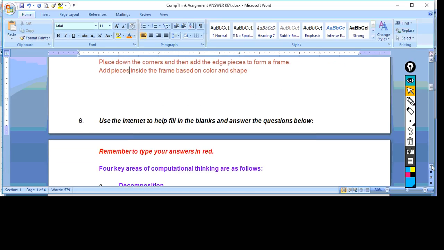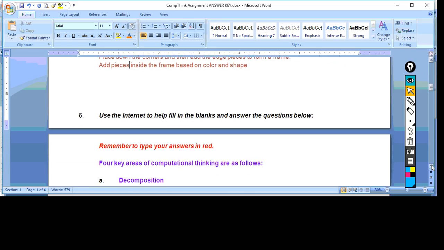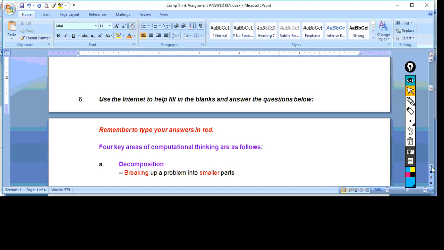And so the idea was for you to do some research on these, and of course these words in here, decomposition, computational thinking, give you clues as to what kind of words to search. So hopefully you did that, and you found out that decomposition is breaking up a problem into smaller parts. Now if you have something that means the same thing, you don't have to have exactly what I have.